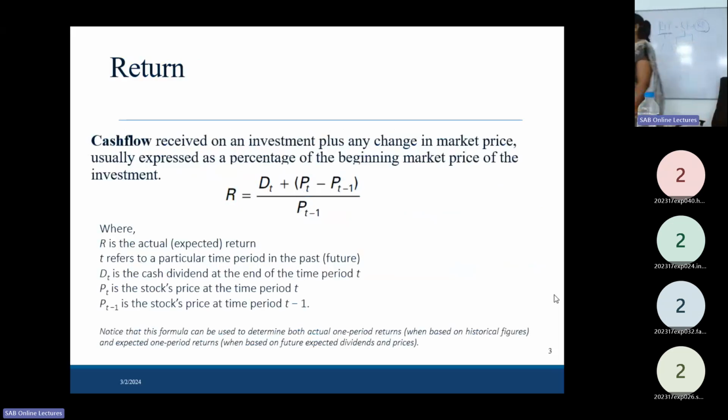Right. What is return? Is it profit? What is the difference between profit and return?